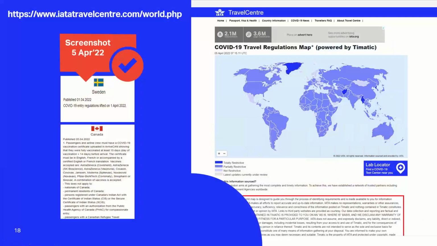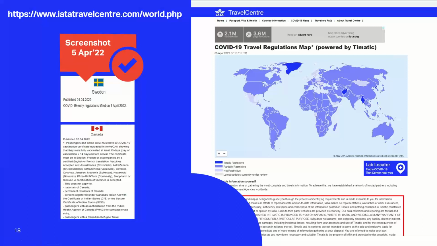Next one, and this is just a screenshot of the map and the COVID-19 section, where countries are colored depending on their level of restrictions. So to the left, you can see two examples. When selecting, for instance, Sweden, it displays that the country recently lifted all COVID-19 related travel regulations as of the 1st of April, actually. And when clicking on Canada, it shows all the current regulations and restrictions that apply as of April the 5th in their case.